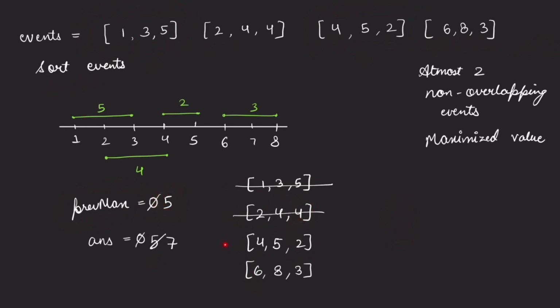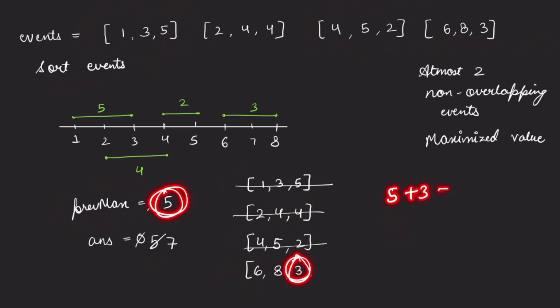Then we will consider this one. So in this particular case, the ending time is 5, the starting time is 6. These two are also non-overlapping. So we will remove this. The value is 2. The previous maximum is already 5, so it will remain 5 only. And then since there are no events left to compare, for this, whatever is the previous maximum and the value of this event, we will combine.